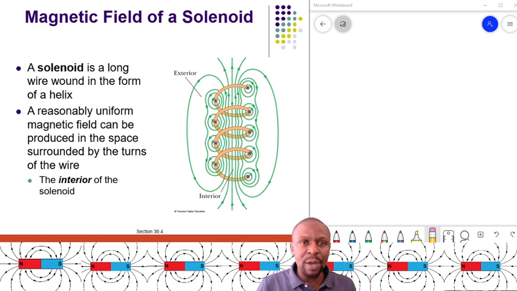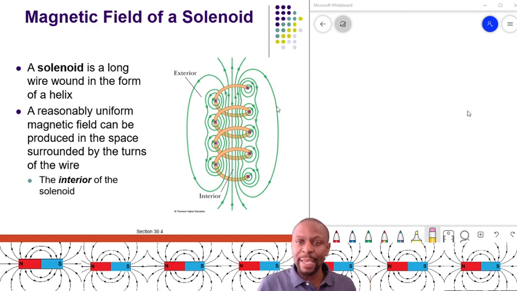Good. Now, let us also talk about the magnetic field of a solenoid. A solenoid is a long wire wound in the form of a helix. A reasonably uniform magnetic field can be produced in the space surrounded by the turns of the wire, the interior of the solenoid. You see that at the interior of a solenoid, you start to have a uniform magnetic field compared to the outside. The other thing I want to specify is that when you are at this point, the current is going out. If the magnetic field is going in this way, the current must be going out.